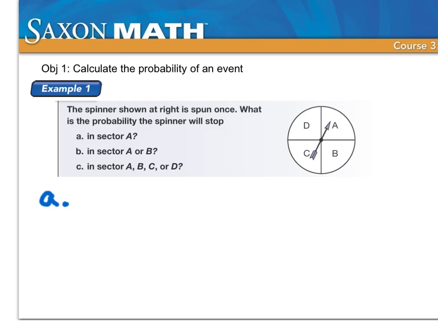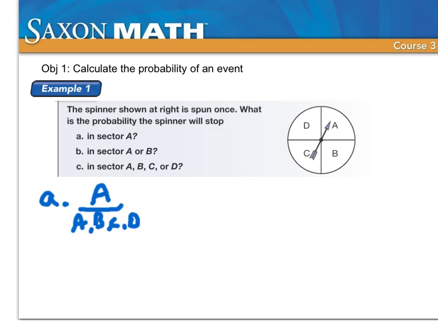Okay, so again, probability is the number of favorable outcomes, so what we're looking at, over the total number of outcomes. So the favorable outcome here is the letter A. We want to know what's the probability it lands in A. So that's the favorable outcome, over the total outcomes. Well, the total outcomes that can happen are A, B, C, or D. So this is the favorable, what we're looking at, and these are all the possible things that can happen.